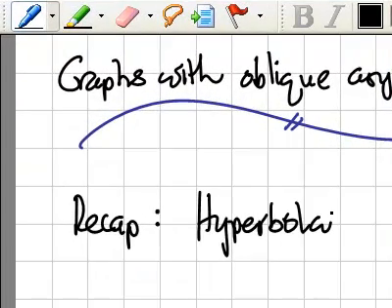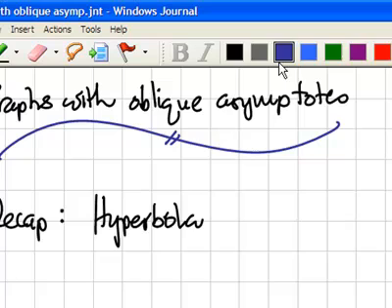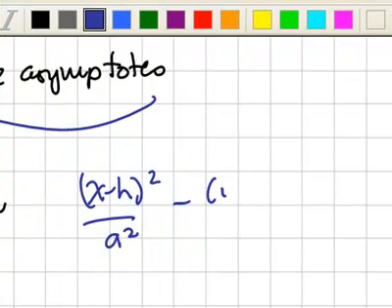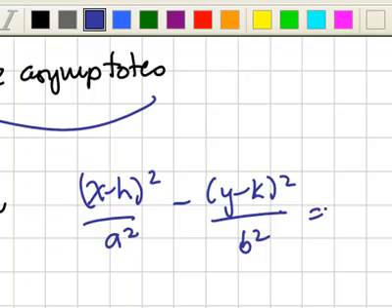Okay, so we also learned that the general formula for the hyperbola will look like (x minus h) squared over a squared minus (y minus k) squared divided by b squared equals 1. Right, so this is the general formula for the hyperbola. Now we know from this expression that this is a hyperbola and it has oblique asymptotes. Alright, now let's look at a particular example.